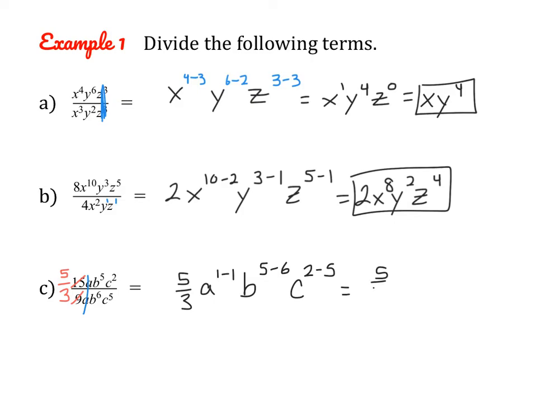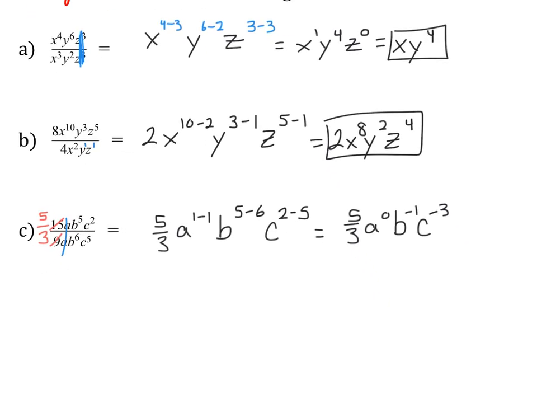So this becomes 5/3 times a to the power of 0, which is just 1, and then we have b to the power of -1, and then we have c to the power of -3. So here, this one is a little bit tricky because we have some negative exponents left over. So let me rewrite this in a slightly different way. So here, our 5 is in the numerator, and all of these right now are in the numerator. A to the power of 0 is just 1, so it's going to disappear. But then we have b to the power of -1, c to the power of -3, all over 3.